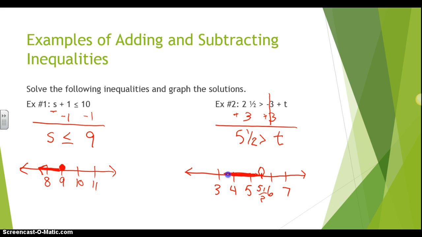So another way of looking at this is if I look at my variable t, how does my inequality sign look facing t? Notice it's less than facing t than the 5.5, so that's how I know to shade it to the left as well. So t is any number that is less than 5.5 to make that a true inequality.